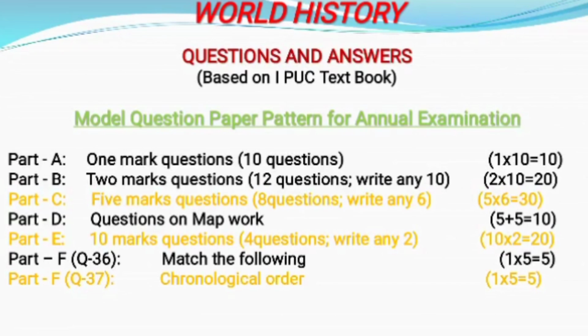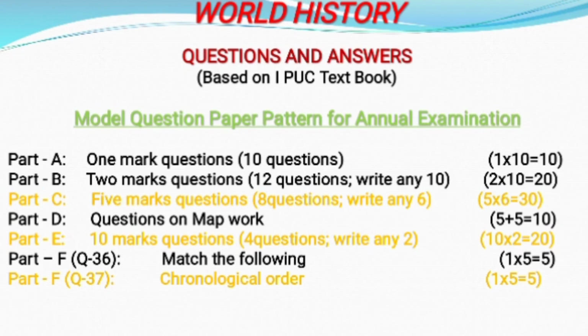Then Part F, question number 37. Question number 37 relates to chronological order. You should reshuffle the historical events into the right chronological order. 1 into 5, total 5 marks.